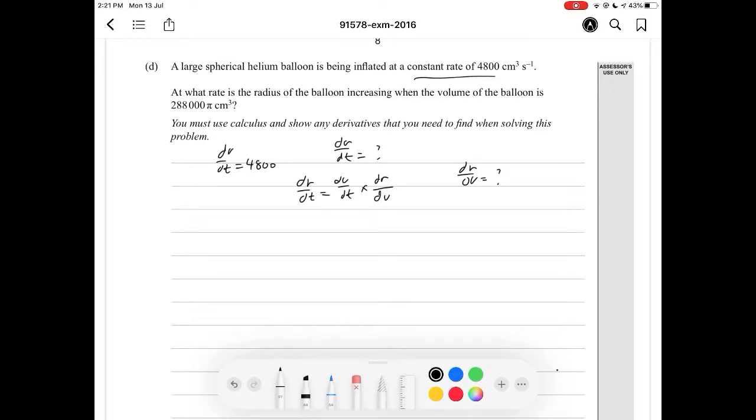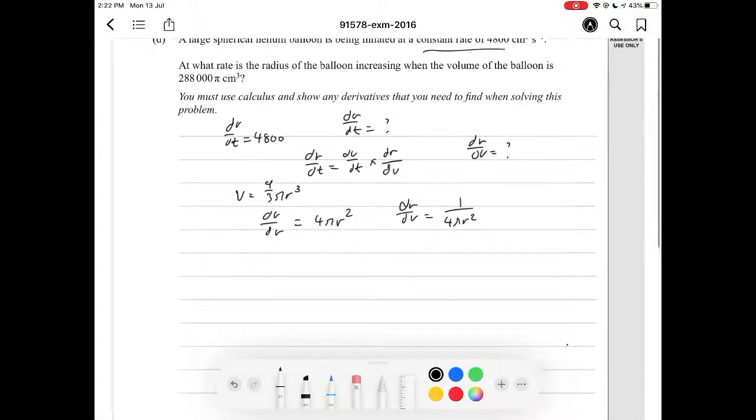And we know that the volume of a sphere is 4 over 3 pi r cubed. Therefore, if we differentiate this formula, we get dV over dr, and that's really easy, just the power rule. 4 over 3 times 3 is 4 pi r. 3 minus 1 takes the power down by 1, so 3 becomes 2, so dV over dr is 4 pi r squared. However, the question we need is dr over dV, and we have dV over dr, so we just need to invert it. So dr over dV equals 1 over 4 pi r squared.